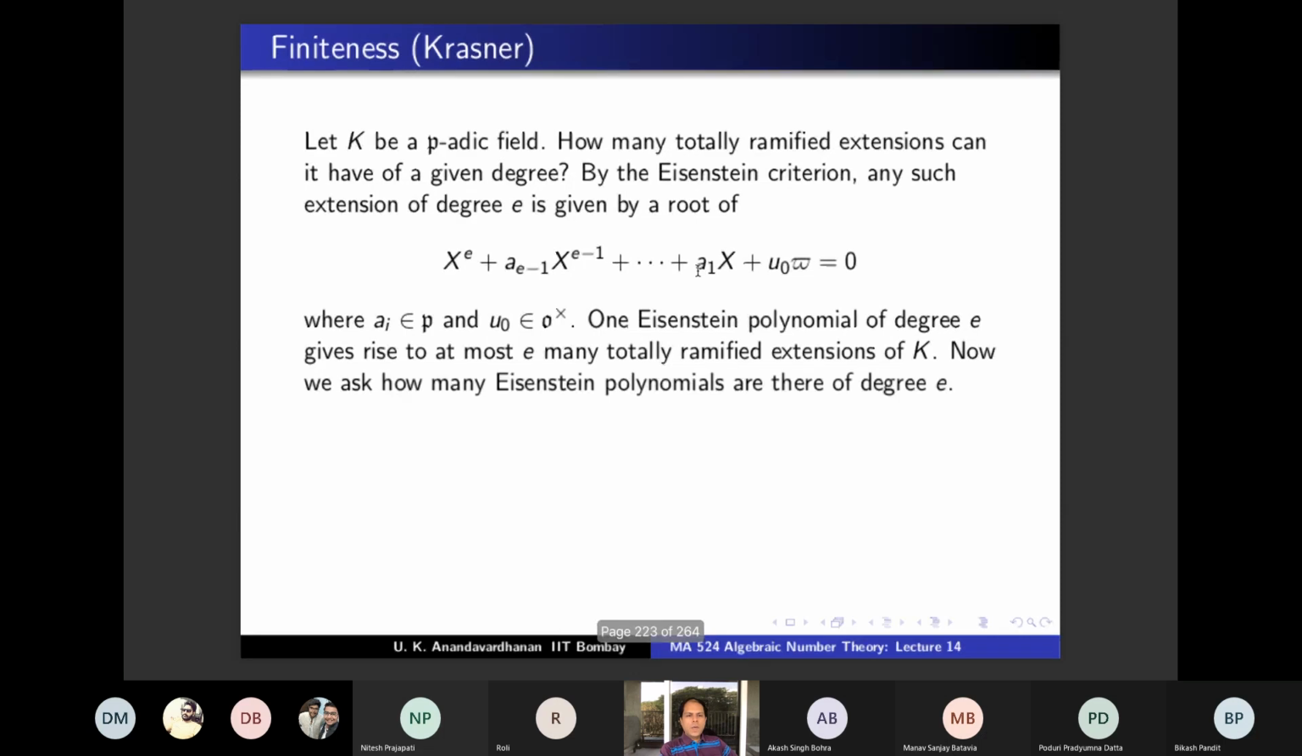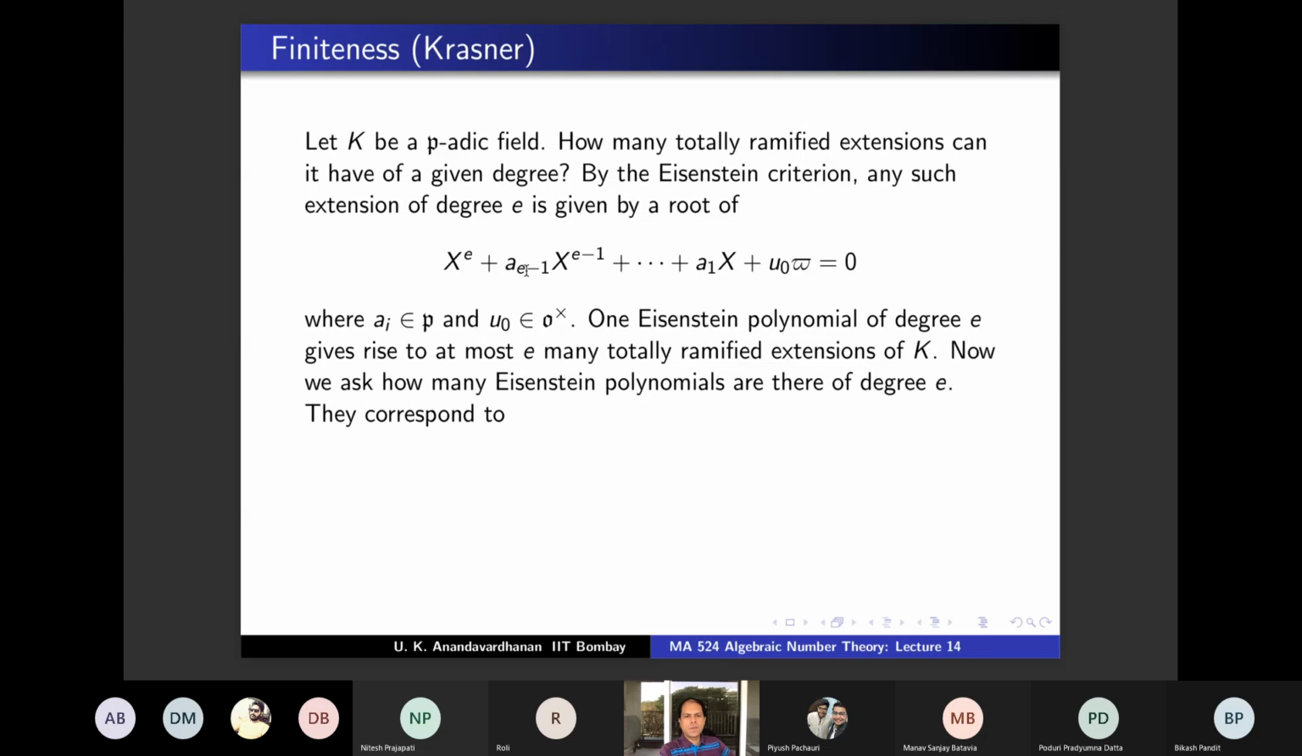So now we ask, how many Eisenstein polynomials are there of degree E? I'm not interested in the number of Eisenstein polynomials. There may be so many. There may be infinitely many. I don't care. But I am interested in the roots of that, because it's the roots that will give rise to totally ramified extensions.